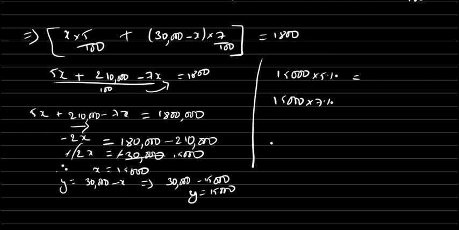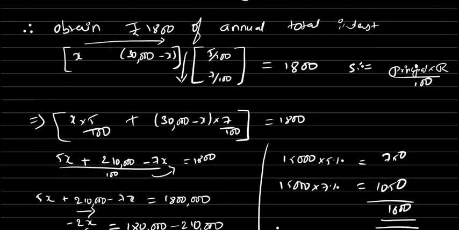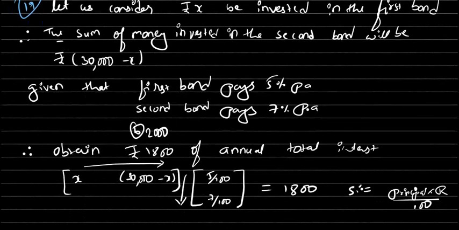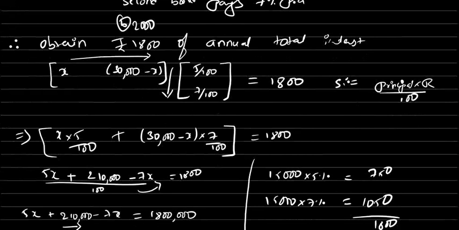Into 5%, it is 750. And 15,000 into 7%, if you consider this, it will be 1,050. Both the summation of this interest is 1,800. I hope you people are getting it, and you need to do the same thing. Here you just put 2,000 and do the same thing. Till here you write the same thing again, and when you write 1,800, instead of 1,800 you just need to write 2,000 itself. If you are writing 2,000, this answer will be completely changing.